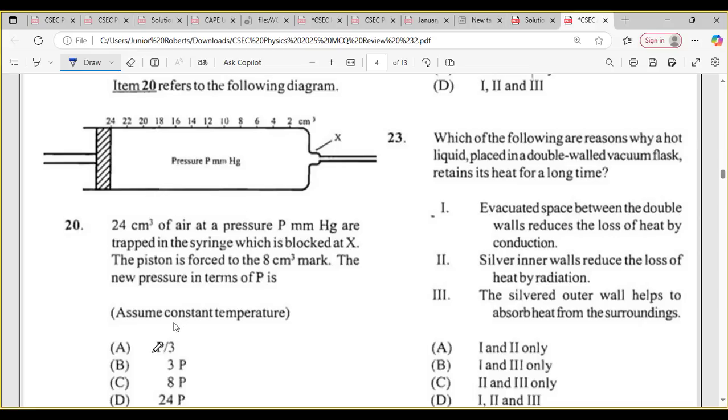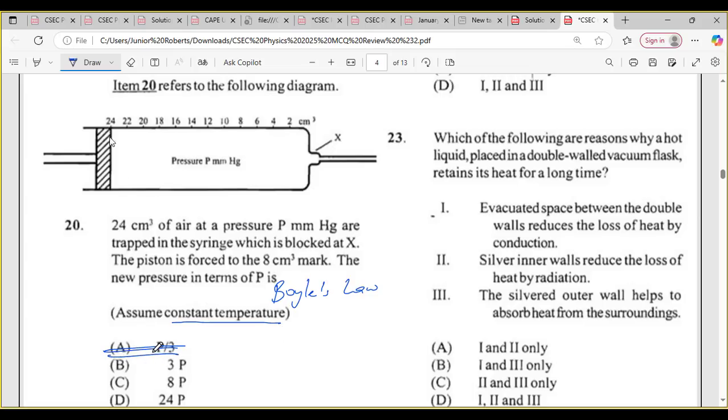We can look at this and it says assume temperature is constant. So if temperature is constant, then again, we need to think about Boyle's law. Boyle's law says that pressure and volume are inversely proportional. So if we reduce the volume from 24 to 8, we must expect the pressure to increase. So the pressure must increase. Now A says the pressure is going to be P over 3. Since the pressure increases, we can take that out because that is not so.